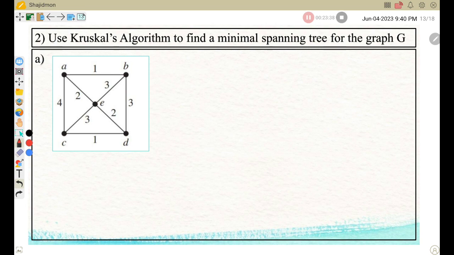Use Kruskal's algorithm to find the minimal spanning tree for the given graph G. See, one graph is given here. This is the graph G. So check how many vertices there are. Number of vertices n equals 1, 2, 3, 4 and 5. We have 5 vertices.